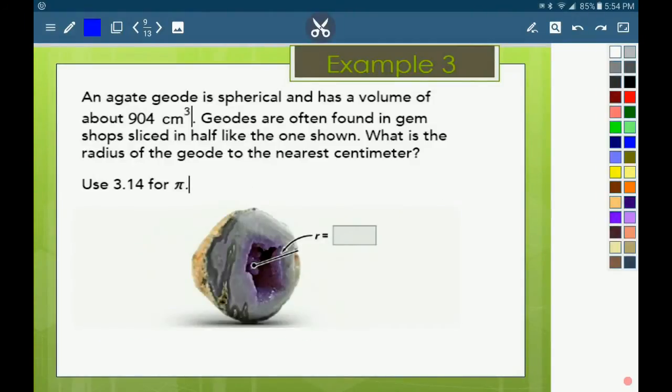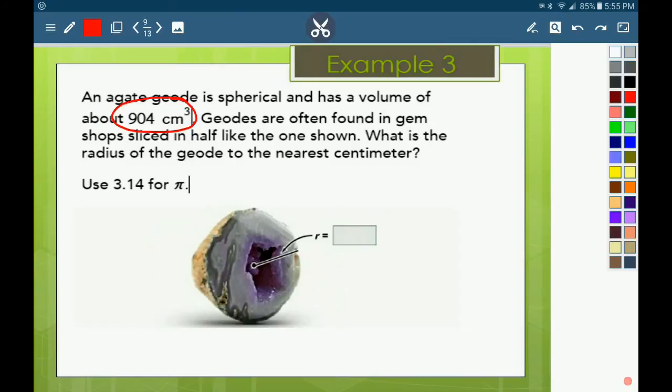All right, so I've got another example that mirrors what we did yesterday and the day before, where we have to work the volume formula inside out. They say an agate geode is spherical and has a volume of about 904 centimeters cubed. Geodes are often found in gem shops, sliced in half like the one shown. What is the radius of the geode to the nearest centimeter?